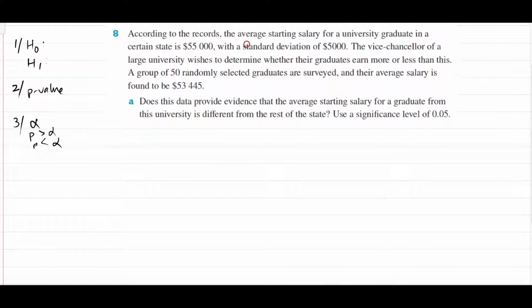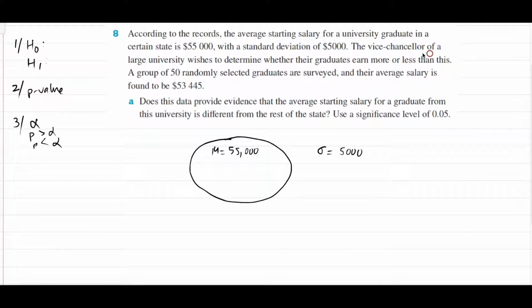According to your records, the average starting salary for university graduates in a certain state is 55,000 with a standard deviation of 5,000. So I have a population, which in this case is the university graduates, and the average salary, which we call the mean, is $55,000, and a standard deviation of 5,000. So yeah, not everyone's going to earn 55,000 exactly. That's why you have your spread, your standard deviation.